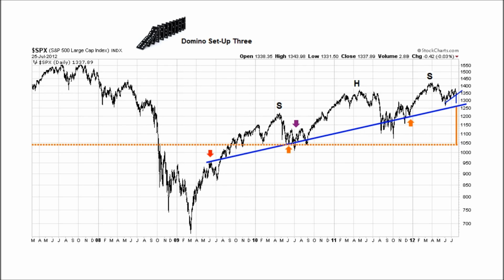Here's your left shoulder, here's your head, here's your right shoulder. The target in this case projecting down is this orange line that would take you somewhere in the neighborhood of 1050 or towards this area of support here below this head and shoulders pattern.